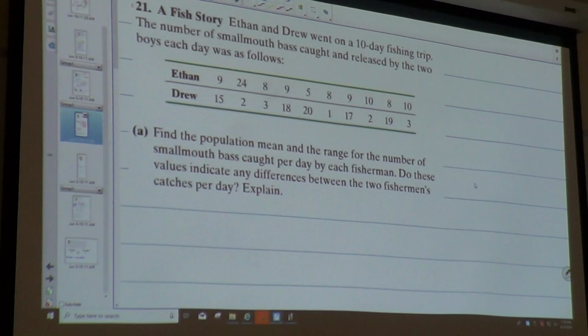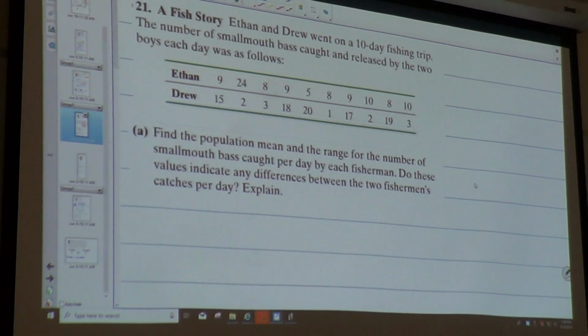Ethan and Drew went on a 10-day fishing trip. The number of smallmouth bass caught and released by the two boys each day is as follows. Find the population mean and range for the number of smallmouth bass caught per day by each fisherman. Do these values indicate any differences between the two fishermen's catch per day?